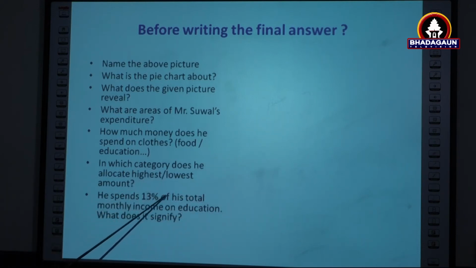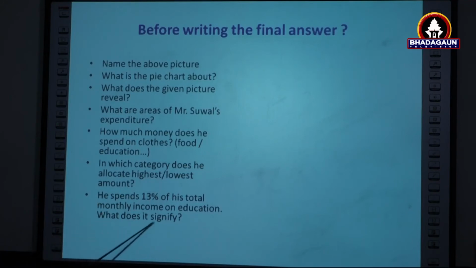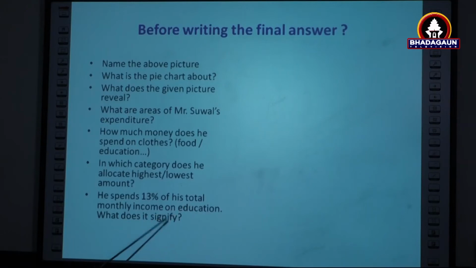Finally, he spends 13% of his total monthly income on education. What does it signify? Now your logical answer, you say a deeper thinking is necessary here. Up to here you just write the data and information that is presented in the picture. But this last question seeks your deeper knowledge, critical thinking, analysis, so interpretation of the data. He spends 13% of his total monthly income on education. And what does that 13% signify? Whether he is providing quality education or not, you can make your own judgment and make the analysis based on this one. So these are the questions you might have answered in your mind.